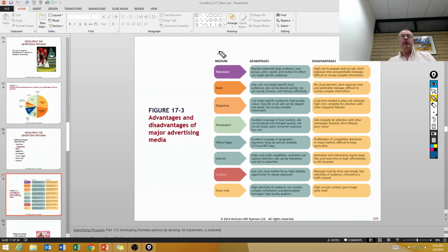So here's our media: TV, radio, magazines, and the internet down there, with the pros and cons of each kind. Some of these we kind of know somewhat intuitively, but the book does give us some good information as well.